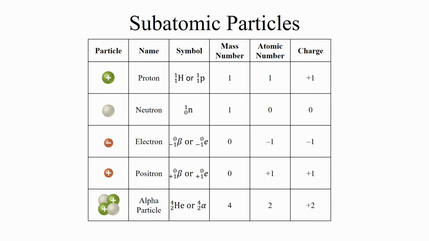And we also have what's known as an alpha particle. Now, an alpha particle is simply a helium nucleus. The reason why we introduce this is that alpha decay is actually the expulsion of an alpha particle from the nucleus. It's a very common form of nuclear decay.